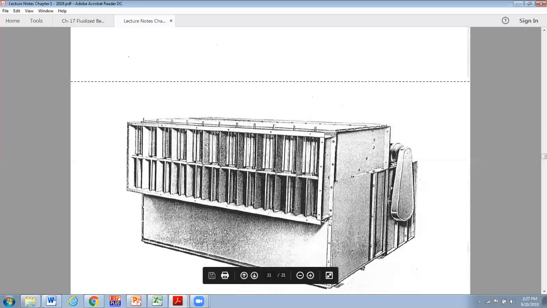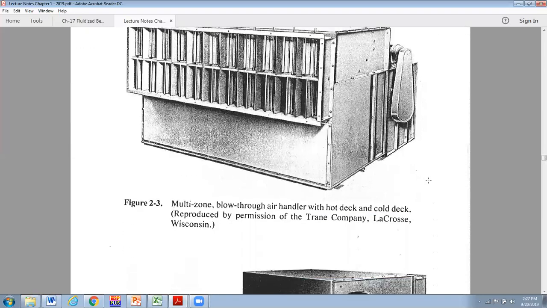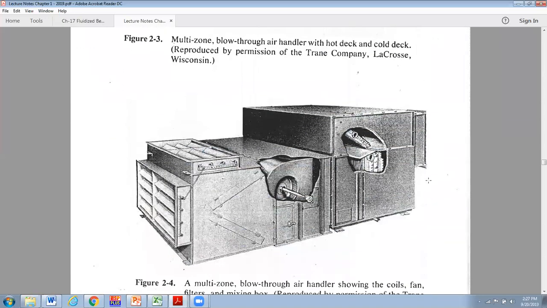Filter section is back here. You see the fan, the motor for the fan. It's belt driven. The fan is in here. There's the motor, and then the ducts strap on the back side. You have an outside air duct and return air duct. And there they are.